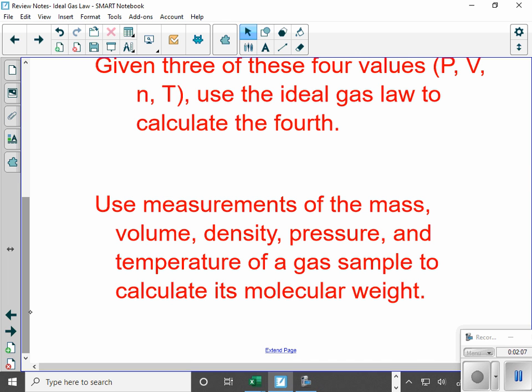And finally, we are going to use measurements of mass, volume, density, pressure, and temperature of a gas to calculate the molecular weight. So basically, we're going to use all of these things with a different equation to calculate the molar mass. So we're going to learn two equations today that we're going to manipulate to make some calculations.